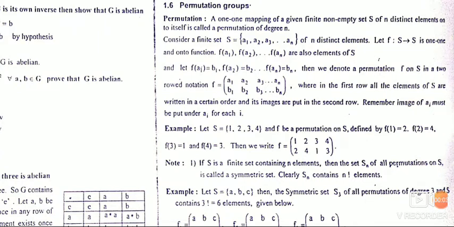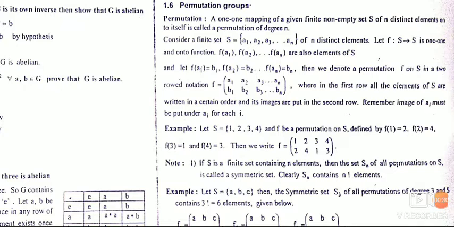So the topic now is permutation group. You already studied what is permutation, right? But here there is some difference. A permutation is a one-one mapping of a given finite non-empty set S of n distinct elements onto itself, and it is called a permutation of degree n.